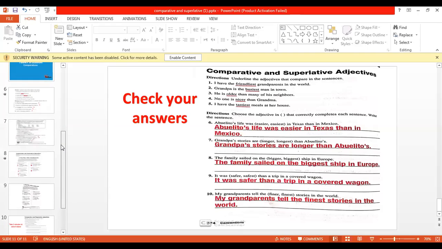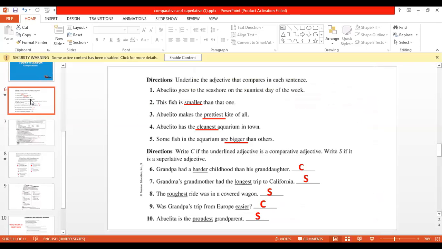There was a page here. We still have the homework page. You will do it by yourselves.